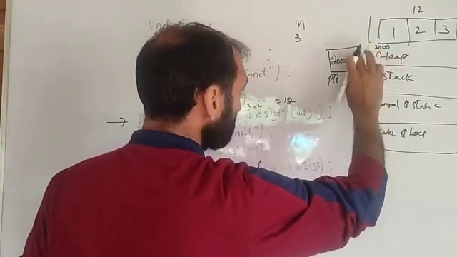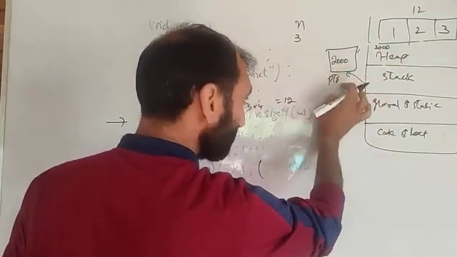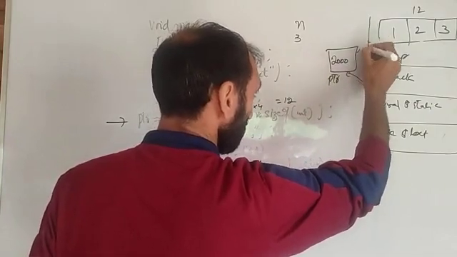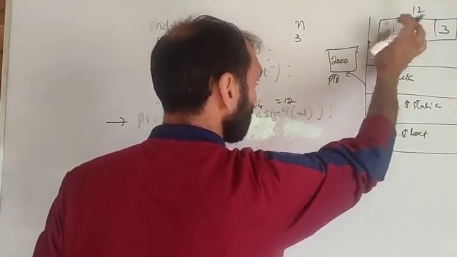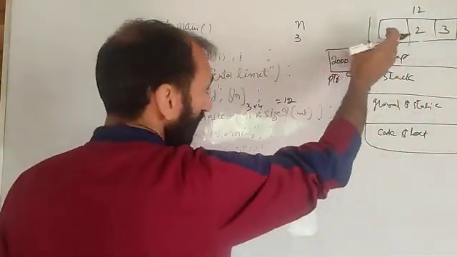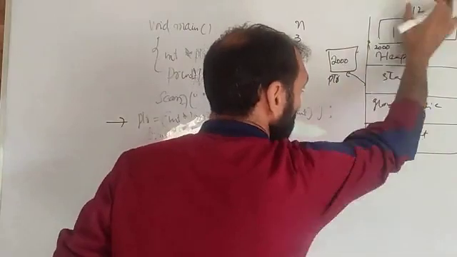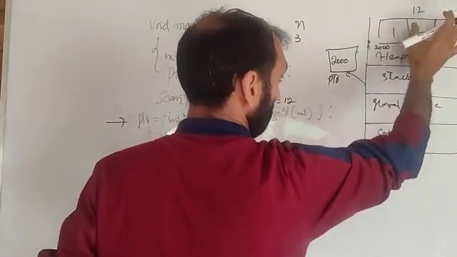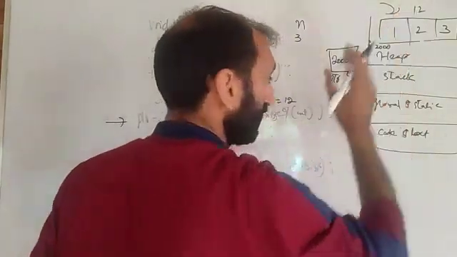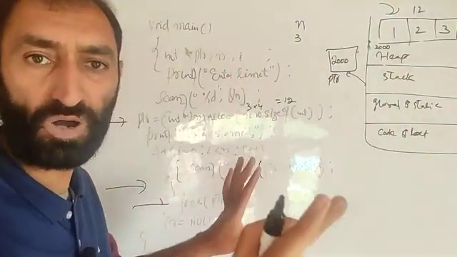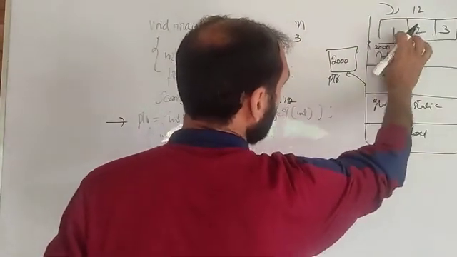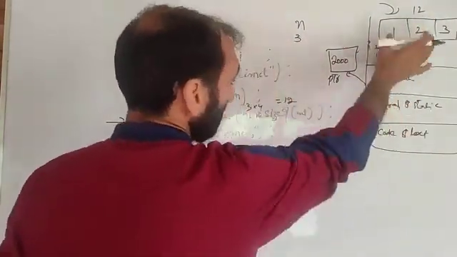Now, this PTR is no longer connected to this memory block. It has been freed, and it is back to the heap portion. Now it is a part of the heap. It has been deallocated and is back to the heap, but the data is still existing there: 1, 2, 3. The data is still existing.